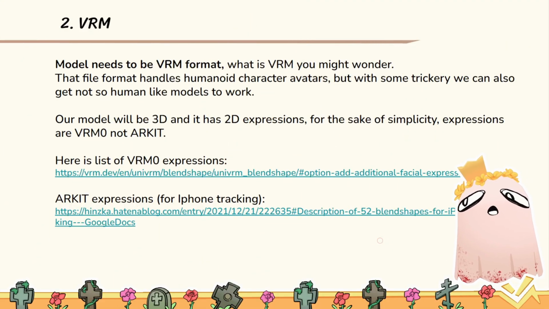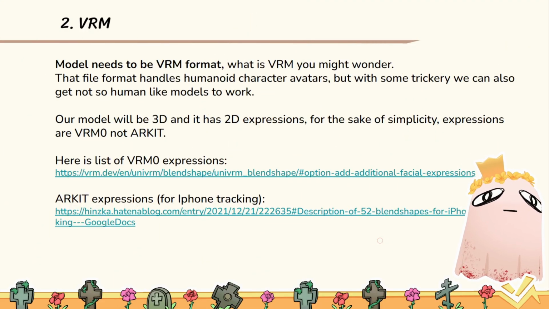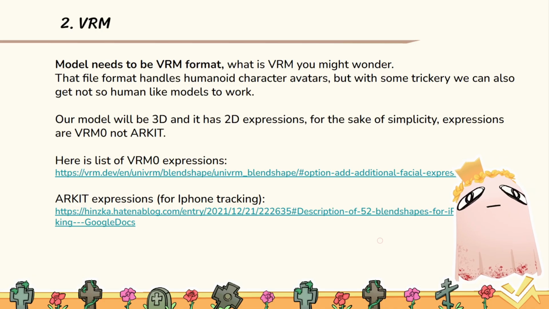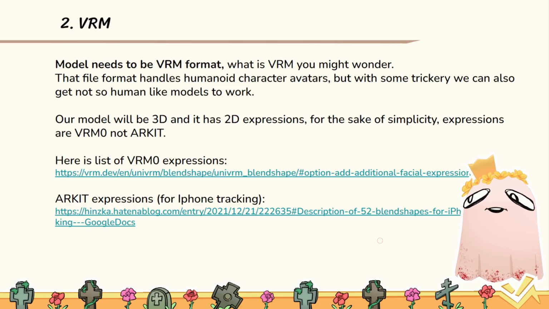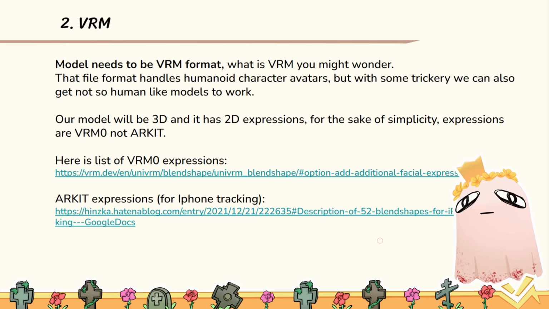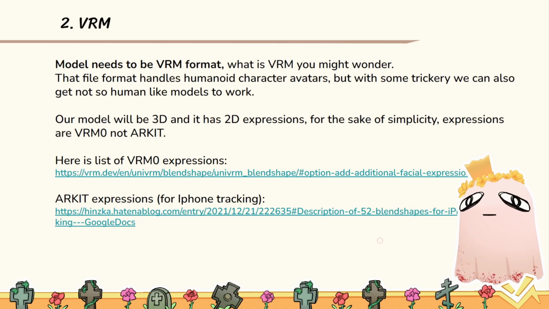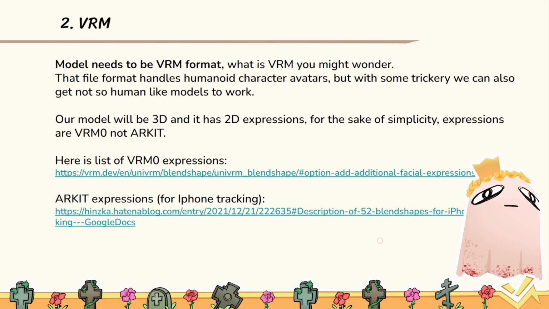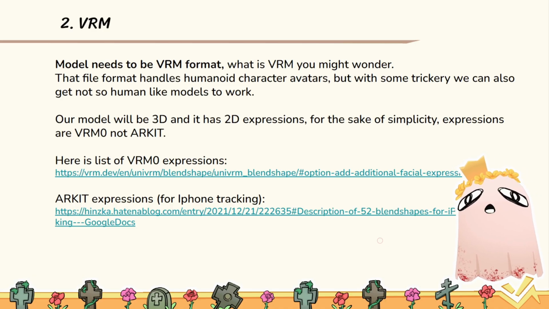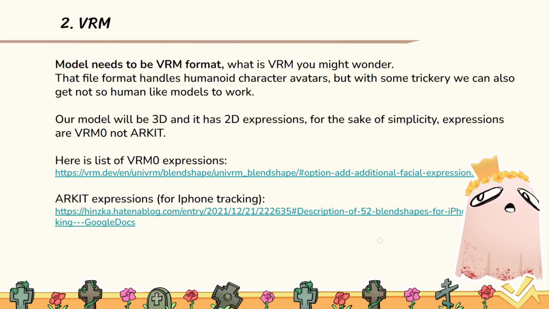2. VRM. Model needs to be VRM format. What is VRM, you might wonder? That file format handles humanoid character avatars, but with some trickery we can also get not so human-like models to work. Our model will be 3D and it has 2D expressions. For the sake of simplicity, expressions are VRM0, not ARKit.